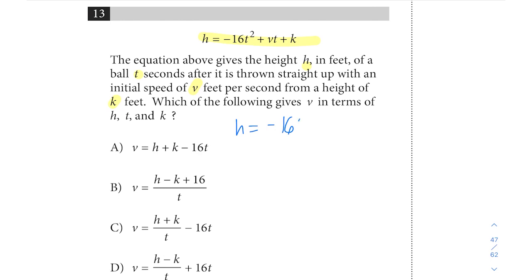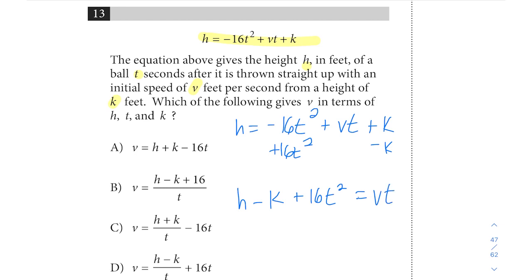Here we have our equation, which I will rewrite so that we can follow the math together. h is negative 16t squared plus vt plus k. So to isolate v, I want to move everything else to the other side. I'm going to be subtracting k, and adding 16t squared. So this will be h minus k plus 16t squared on the other side to leave me with vt. And we're going to divide by t.